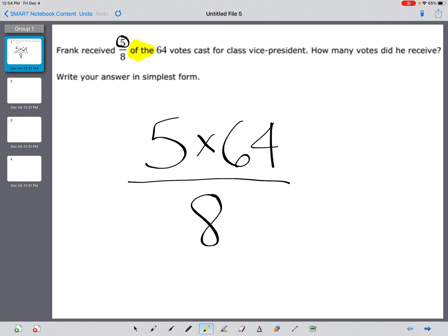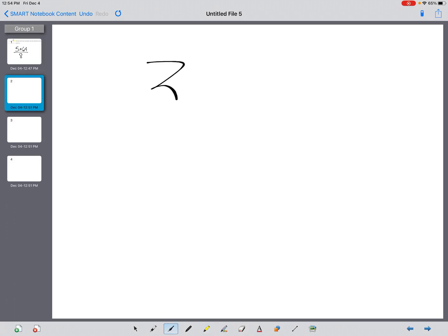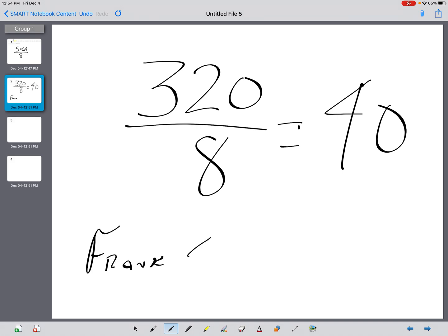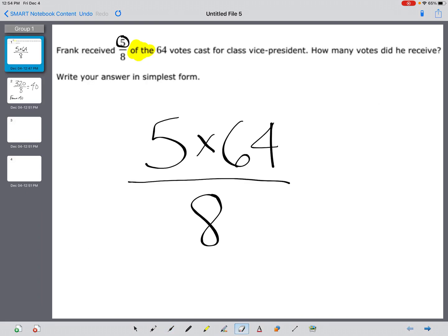And so what you find out ultimately, 5 times 64 is, of course, 320. All right, but you have to keep it over that 8 that you had in the problem. And then just reduce it because you're just going to do 320 divided by 8. And that, of course, is 40. And so you would say that Frank received 40 votes, right?